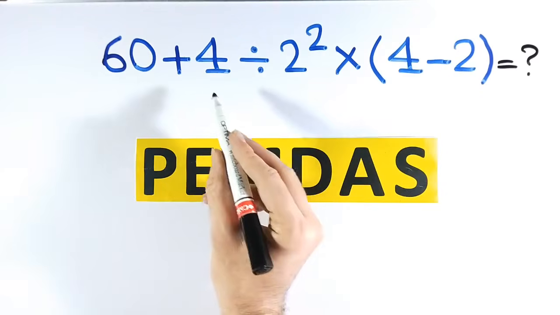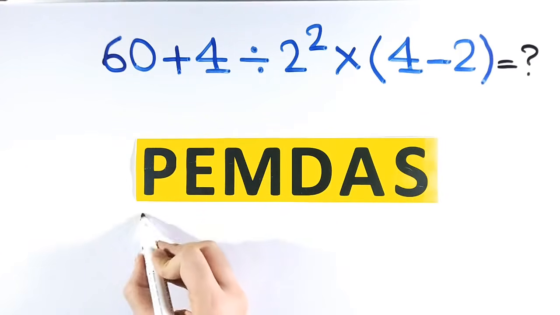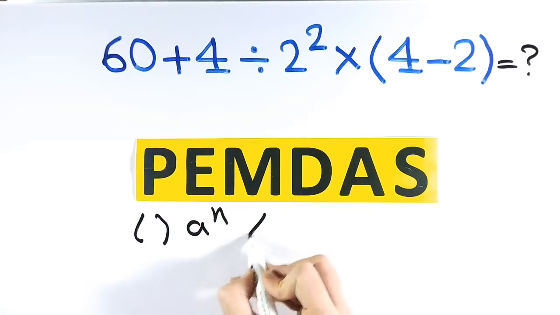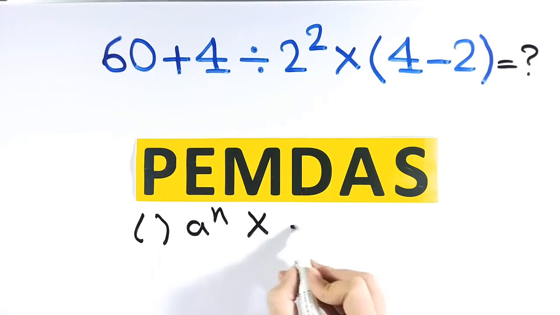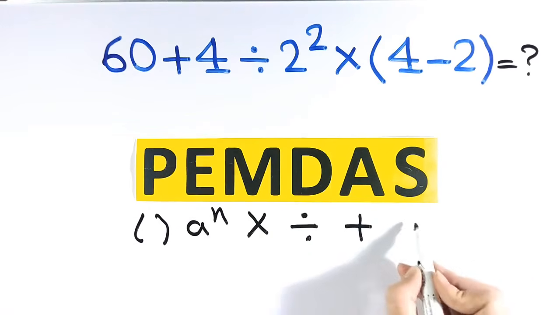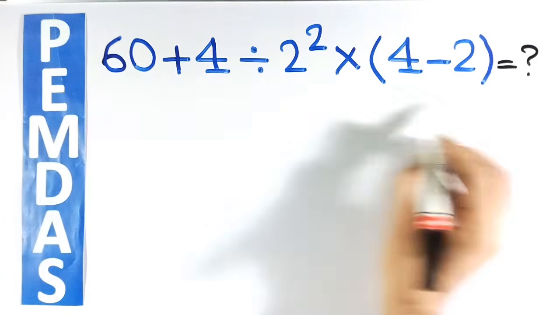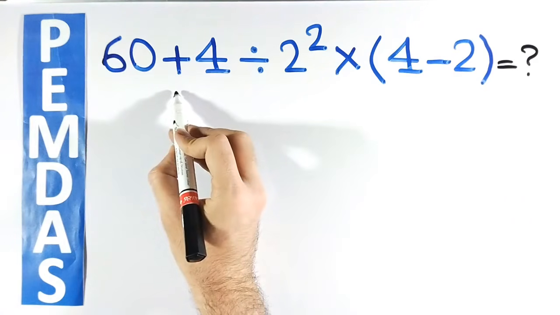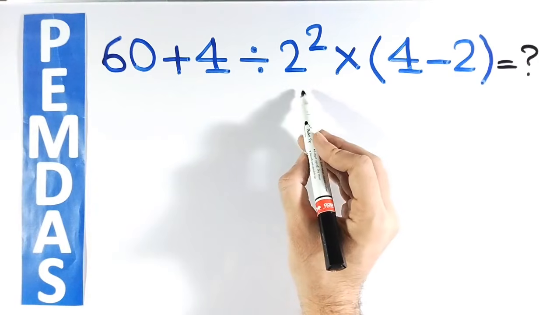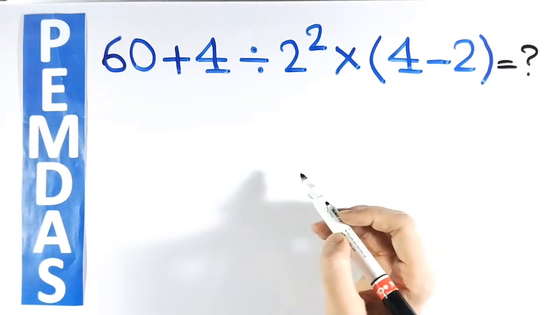To solve this question, we must follow the PEMDAS rule. In this rule, P stands for parenthesis, E stands for exponent, M stands for multiplication, D stands for division, A stands for addition, and S stands for subtraction. As you can see on the screen, in this expression, first we have an addition sign, then a division sign, followed by an exponent, then a multiplication, and finally parentheses.